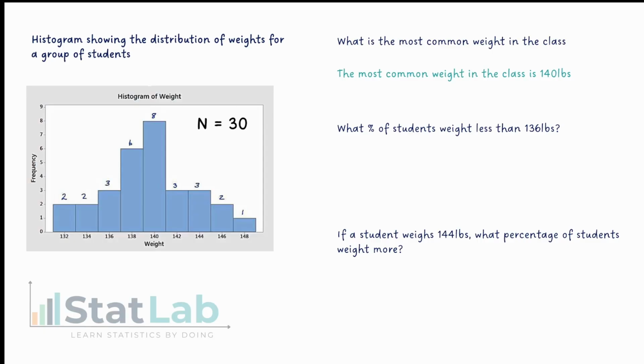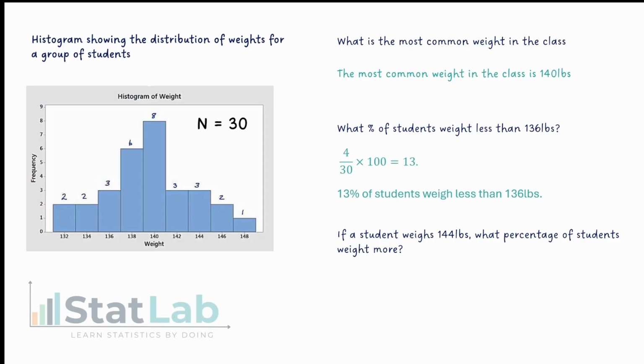So now we want to know, okay, how many students weigh less than 136? So if you go over there, you can see right here at 136. So I have 2 students that weigh 134, 2 students that weigh 132, which means I have 4 students that weigh less than 136. So in order to find the percent, I'm going to take 4 divided by 30 times 100 and get 13. So our answer is 13% of students weigh less than 136 pounds.